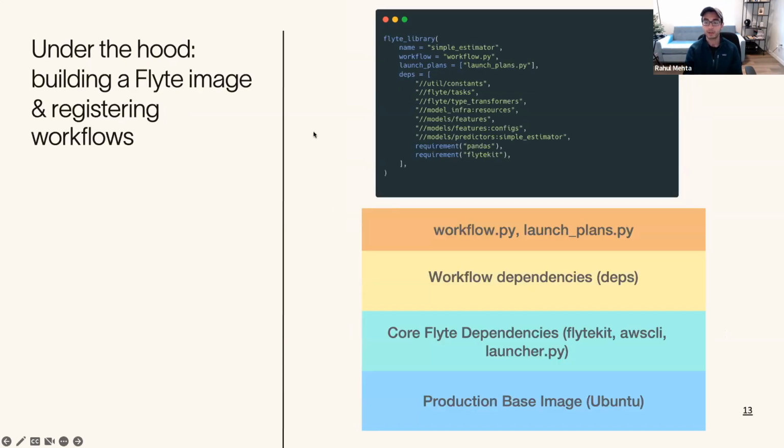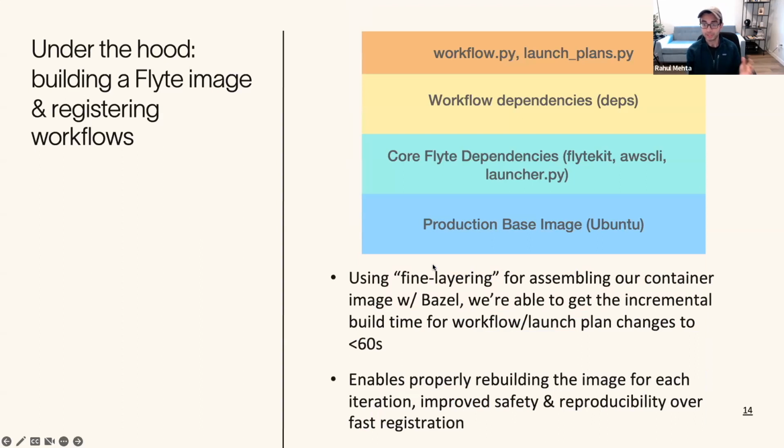The final piece I wanted to touch on is that we have also made some really interesting improvements to how we build the container image for Flyte workflows. Using a feature in Bazel's Docker build rules called fine-grained layering, we can construct explicit layers in our container images based on the different sections of the Flyte library. Based on Bazel's caching, using this fine layering, we're able to get the incremental build time for workflow and launch plan changes to under a minute.